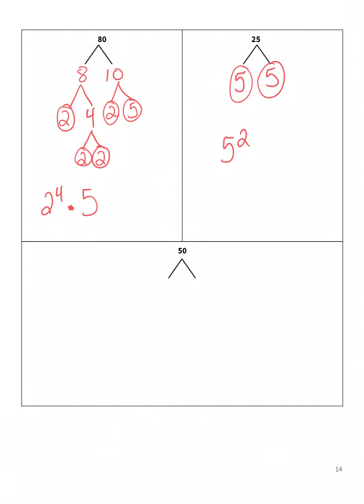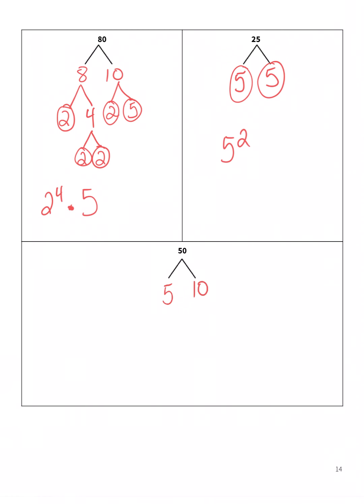All right, last one, we have 50. So 50 is not prime, so let's think of some multiple ways to multiply to make 50. I'm going to go with 5 times 10. 5 times 10 is equal to 50.